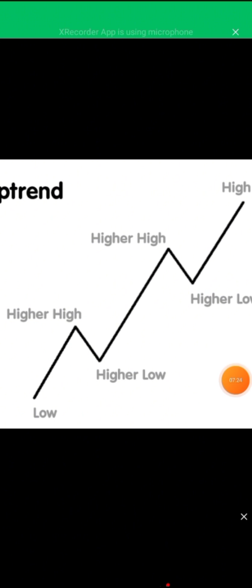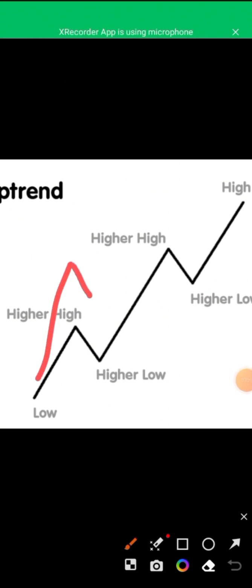If you want an uptrend, you want something like this. You see, if you come down, it did not break this low, it now starts going up. And if you want to go up, it must break this initial high here. It must break this one here. If you do not break it, it's not an uptrend. You understand what I'm trying to say?